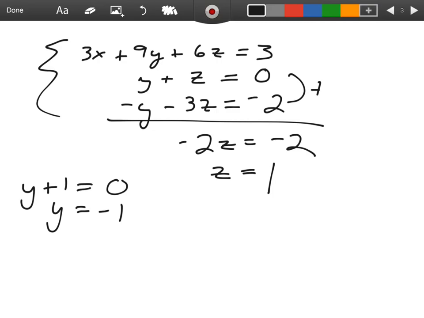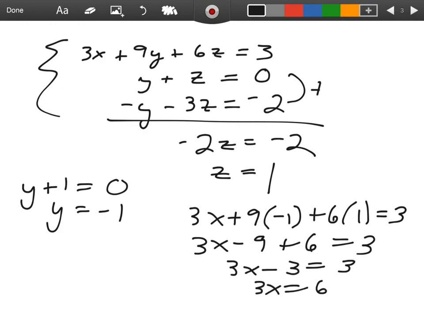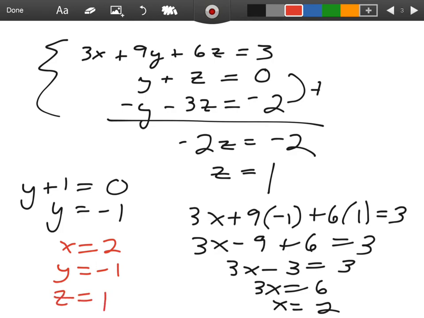Then substitute both of those back into the top equation. I have 3x plus 9 times negative 1 plus 6 times 1 equals 3. So 3x minus 9 plus 6 equals 3. 3x minus 3 equals 3. 3x equals 6, or x equals 2. So the solution is x equal to 2, y equal to negative 1, and z equal to 1. That's the solution for that system. Quite a few more steps than a two variable system. Let's do another example.